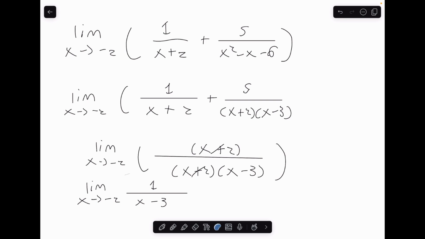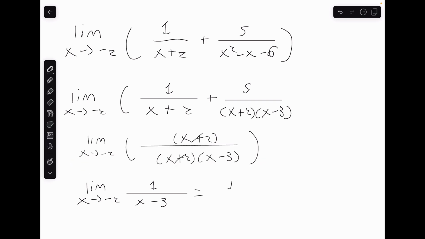Let's clean this up. So the numerator doesn't change. There's an x in the denominator, so let's put a negative 2 there, minus 3, and we get 1 over negative 2 minus 3, which is minus 5. So the limit of 1 over x plus 2 plus 5 over x squared minus x minus 6 as x approaches negative 2 computes to 1 over negative 5.